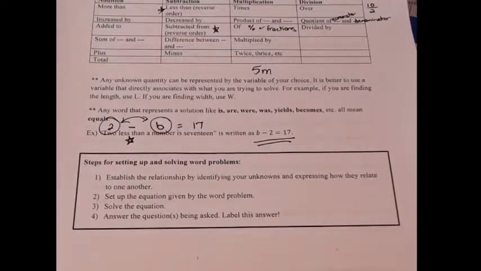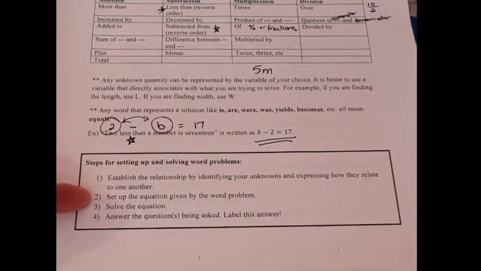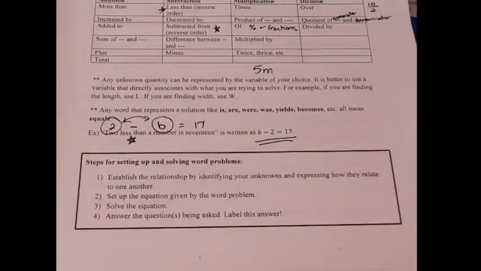You establish that by writing out the relationship first. After you have the relationship set up, you then go ahead and write the equation given by the word problem. We have to identify what the word problem is saying and write that equation.